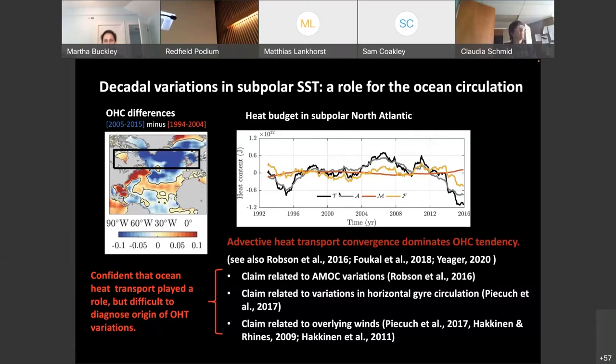But it's much less clear what portion of the circulation is responsible for these ocean heat transport convergences. Robson et al. claimed that these variations in ocean heat transport convergence are due to the AMOC, whereas Piecuch et al. and a number of earlier studies claimed that they have to do with variations in the horizontal gyre circulation and the overlying winds. But I'd like to point out that it really is difficult to diagnose that, because the overlying winds would also, let's say, affect the NAO, which could affect the AMOC, right? And so attributing these advective heat transport convergences to either the wind-driven circulation or the overturning circulation is quite difficult unless you have dedicated model experiments, such as what was done by Larson.